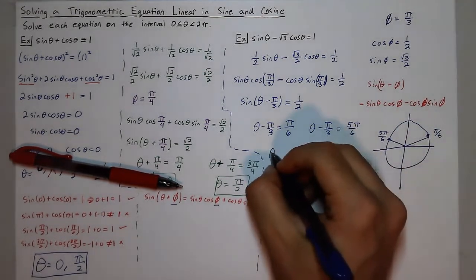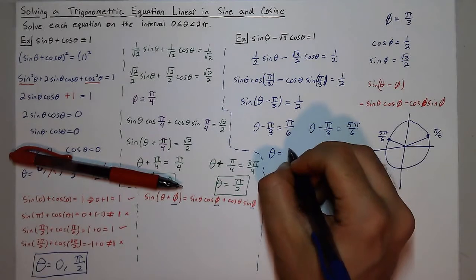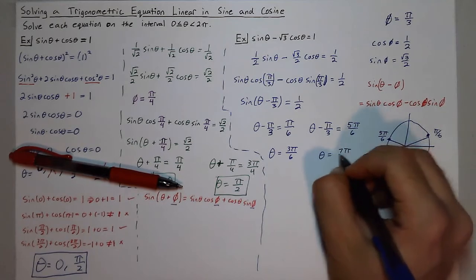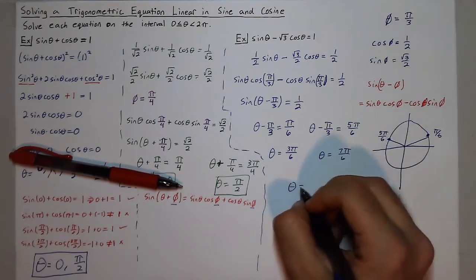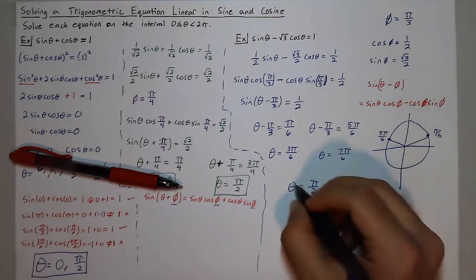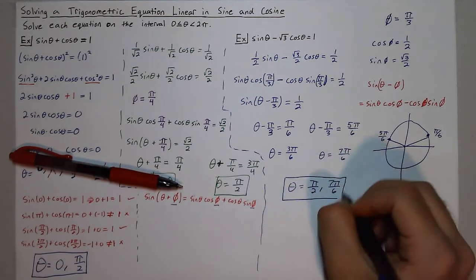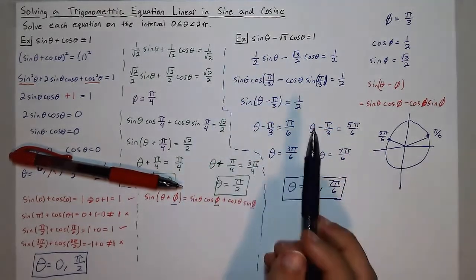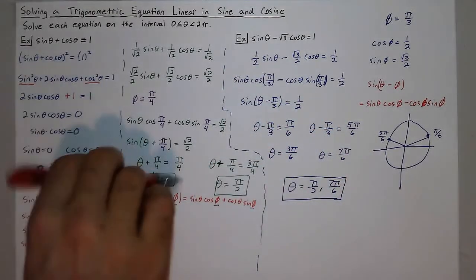Solving both of these equations, I can get 3 pi over 6 and 7 pi over 6, which just simplifies to pi over 2 and 7 pi over 6. So it requires a little bit of imagination, but this is how you solve a trigonometric equation linear in sine and cosine.